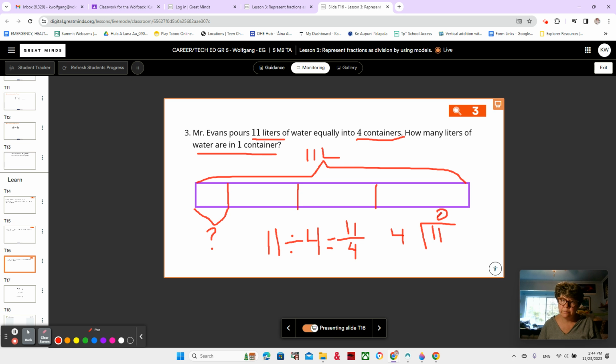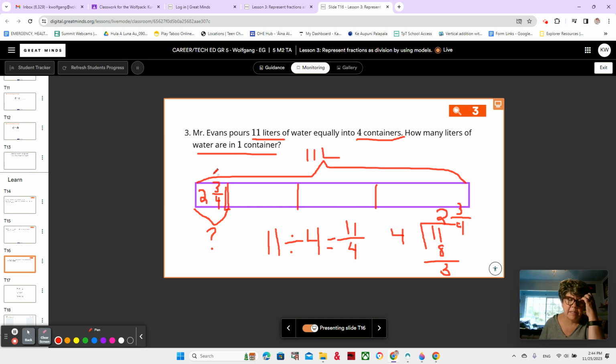So we're doing either one of those. Okay, and 4 times 2 is 8. And 11 minus 8 is 3. So that means that each one of these is 2 liters. But how much is left over? 3. We're going to divide that 3 into 4 parts. So that is 3 fourths. Why are we dividing it into 4 parts? Because we have 4 parts, because that's what we're doing. So 3 fourths. So each section is 2 3/4 liters. Each container is 2 3/4 liters.